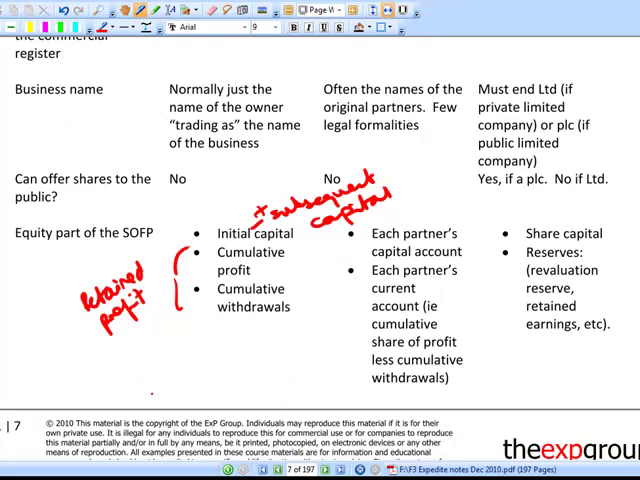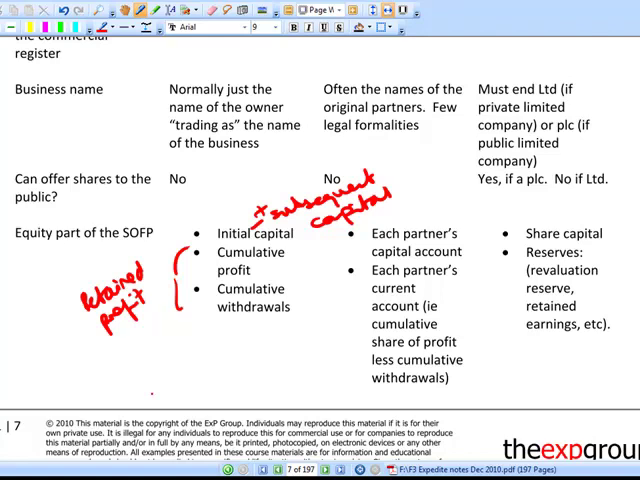The bottom half of the statement of financial position, the equity section, is conventionally split between two things that we look at when we look at partnership accounting, which is each partner's capital account. That's the amount that they paid in, probably when they first became a partner, and then the current account, which is the retained profits available to that partner. In other words, their share of profits that they've made, less the amount they've taken out as cumulative withdrawals. So in effect, for a sole trader, that is just cumulative profit less cumulative withdrawals, one figure.